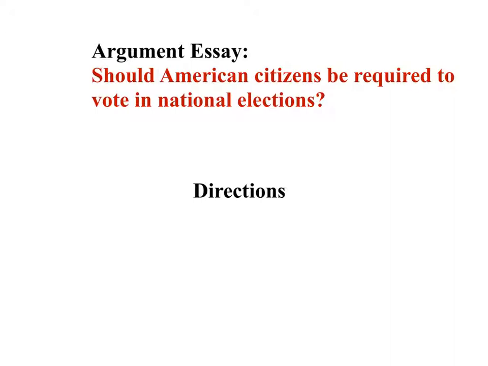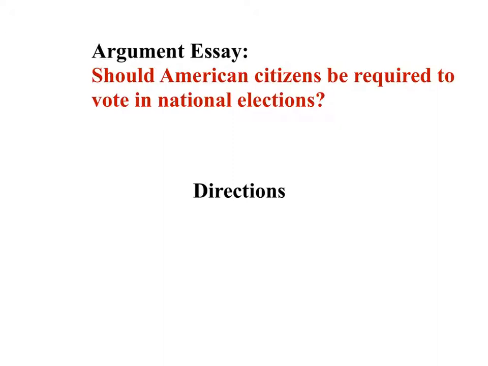Topic. Should American citizens be required to vote in national elections? Your task. Carefully read each of the 4 texts provided. Then, using evidence from at least 3 of the texts, write a well-developed argument regarding whether or not American citizens should be required to vote. Clearly establish your claim, distinguish your claim from alternate or opposing claims, and use specific, relevant, and sufficient evidence from at least 3 of the texts to develop your argument. Do not simply summarize each text.